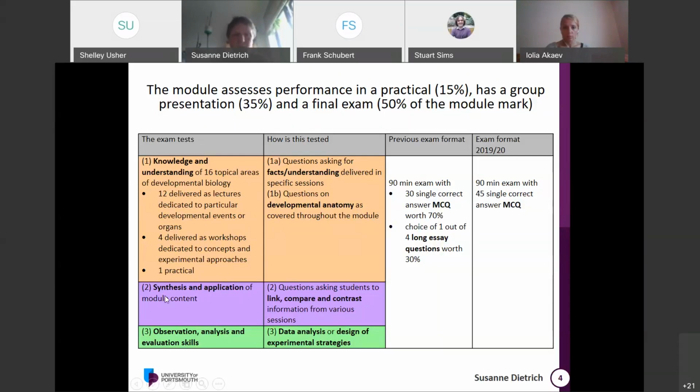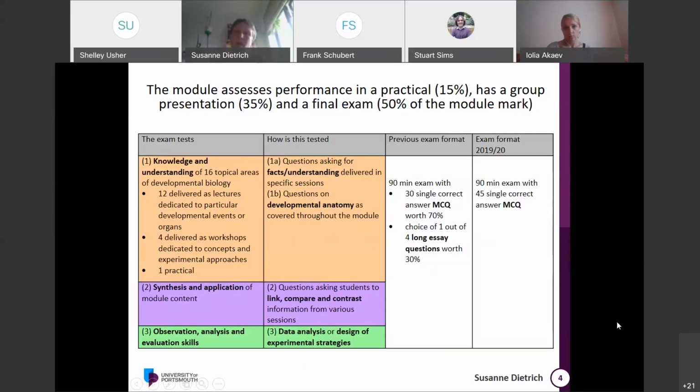But on top of that, there is also an element of, and in order to show students that they can do this, we ask questions where they have to link content, compare and contrast content from. I would like students to demonstrate they can observe, that they can, aiming for really the range of thinking skills. And we asked students to demonstrate this by either analyzing scientific data in the exam or by designing experimental strategies.